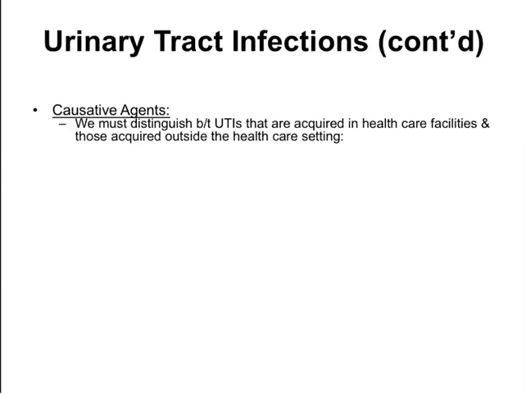Causative agents have to be established, right? We have to do a culture to see what's growing in there, or we can take a sample and do some of the rapid methods like ELISA and PCR to determine the causative agents.